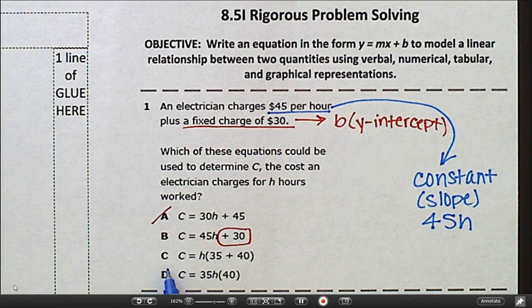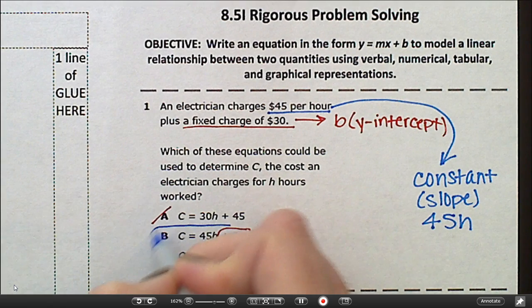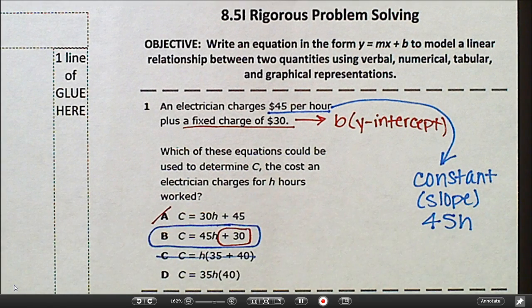Let's check choice C. The cost equals the number of hours times $35 plus $40. No, absolutely not. D. The cost equals $35 per hour times $40. Oh my goodness, that would be very expensive. First of all, I don't know where the $35 came from or the $40. They're hoping that we're going to get mixed up. So B is the right choice.